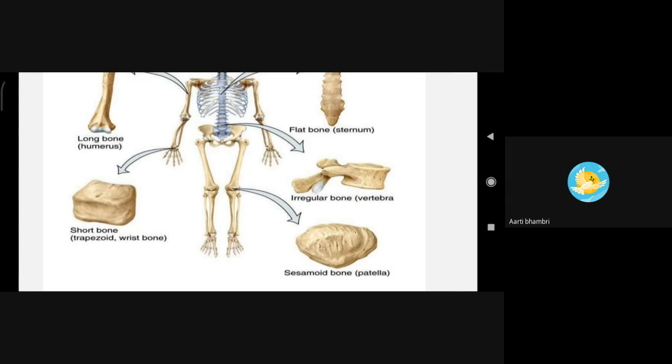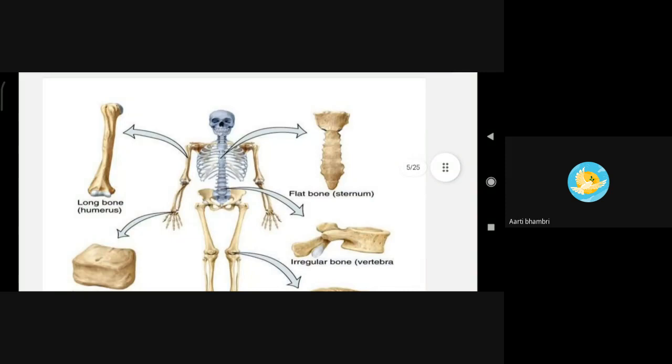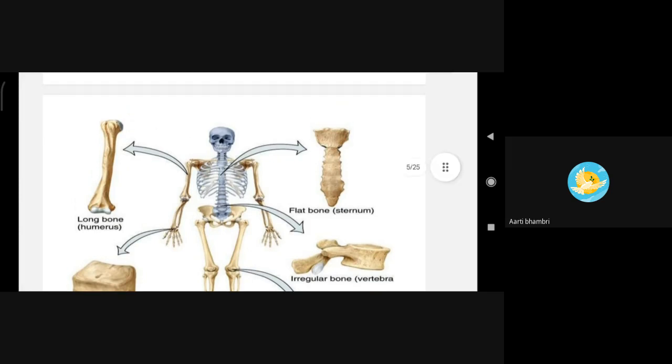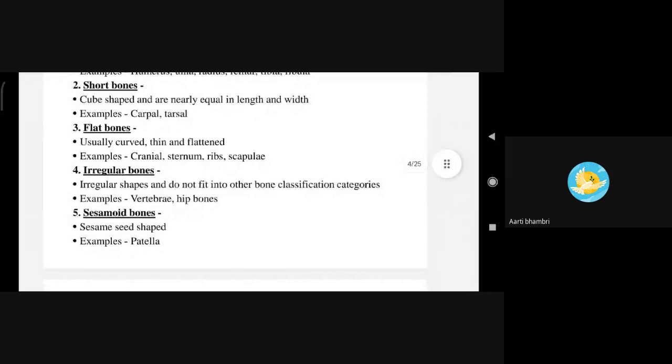And we are now studying flat bones. Here, the example of a flat bone is the sternum. You can see here how the sternum looks in a magnified view. And next, we will see irregular bones. Irregular shapes that do not fit into other bone classification categories, for example, vertebrae or hip bones.